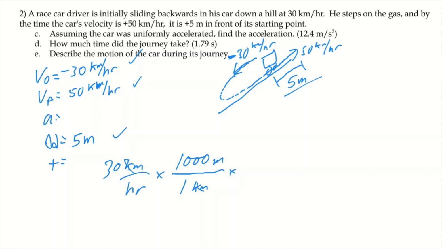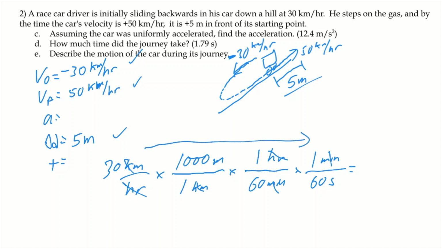So that converts to meters per hour. And then we know 1 hour has 60 minutes, so that converts to meters per minute. And then we know 1 minute has 60 seconds, so that's now going to convert to meters per second. So we're going to multiply the top and then divide everything by the bottom. When you do that, for this particular one, you should be getting 8.33 meters per second.